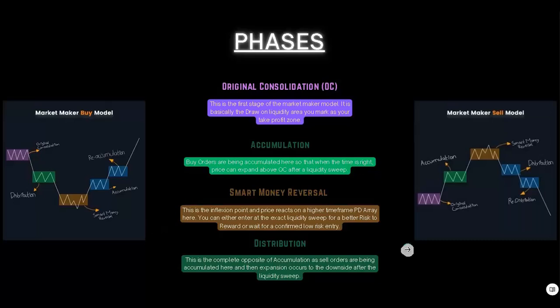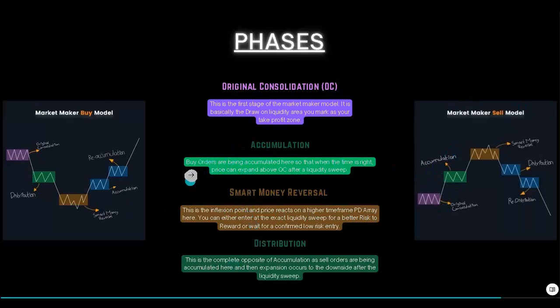Alright? What is the original consolidation? This is the first stage of the market maker model. It is basically the draw on liquidity area you mark as your take profit zone. So this is the beginning of the move that we're looking to capitalize on. Second stage, accumulation. In a buy setup, the second stage would be the distribution. In the sell setup, the second stage would be the accumulation. So you would interchange the accumulation and the distribution.